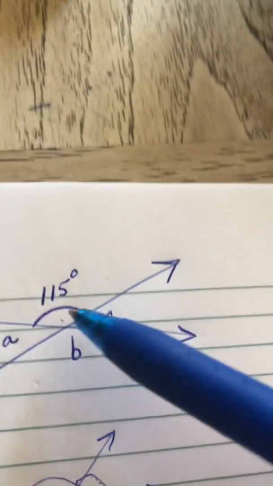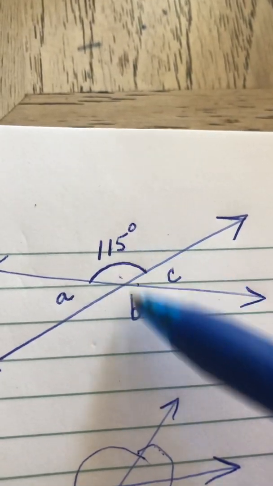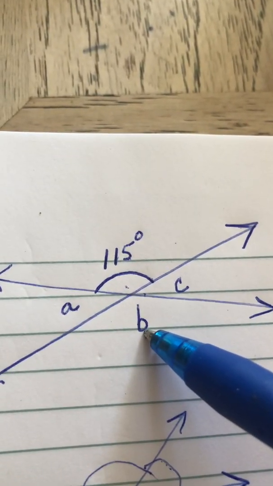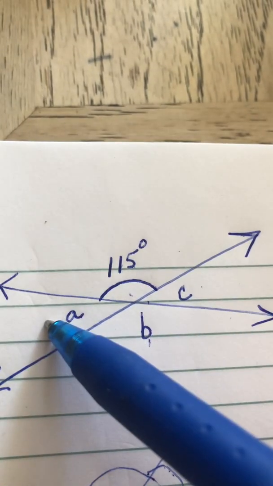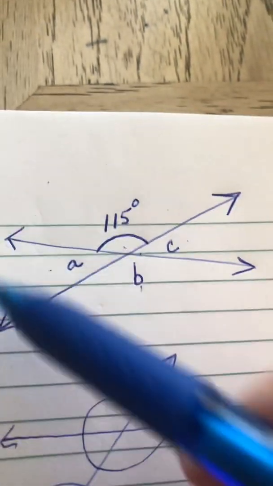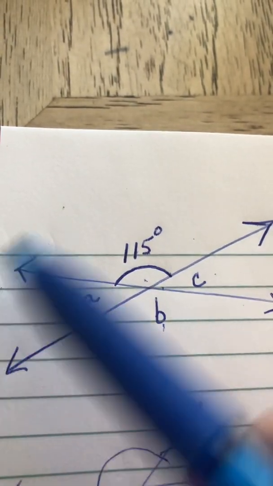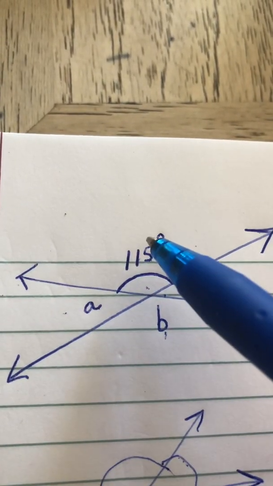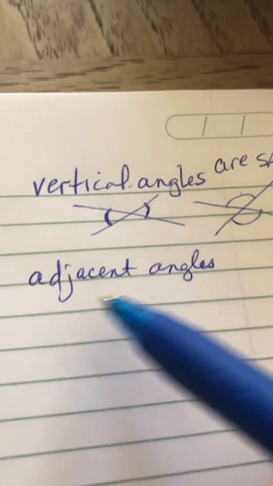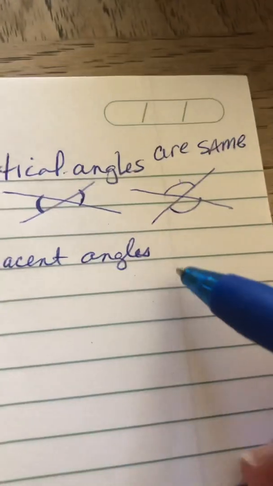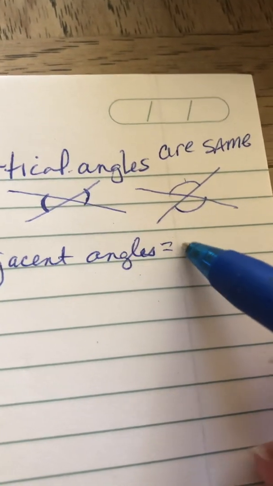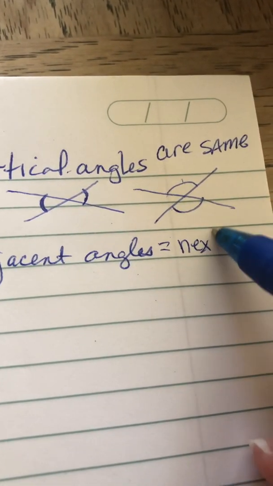So in this case, if this is 115, then this is 115. If this is 30, then this is 30. So when they start you off with something like this, and they only give you one measurement, you can actually figure out all of them. And the other situation is adjacent angles, which are the ones that are right next door, next to each other.